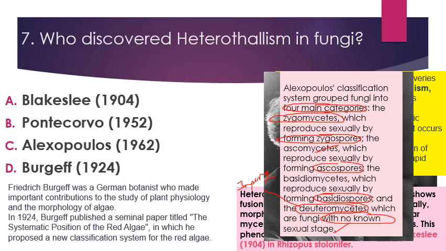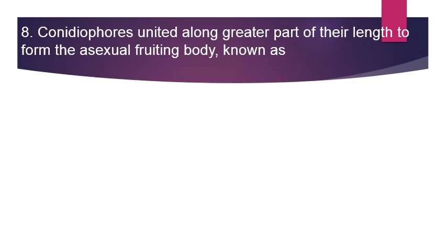Next scientist is Friedrich Børgesen. He was a German botanist who made important contributions in the study of plant physiology and morphology of algae. He is basically an algologist और इन्होंने एक research paper publish किया था on the systematic position of red algae, in which he proposed a new classification system for red algae. So this next question.